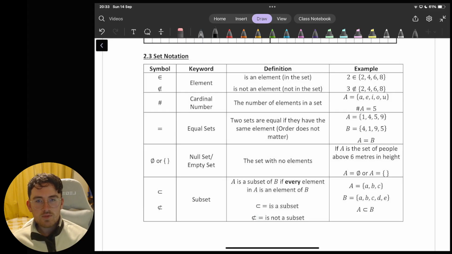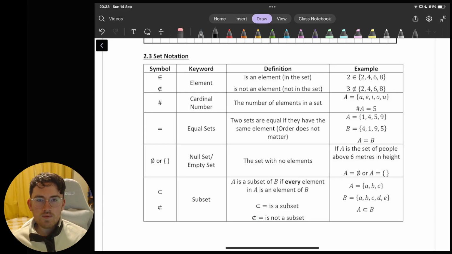So the first symbol that we're going to follow is to do with the word element. What we said was that an element of a set is an object or a thing that is found within a set. So when we're describing the set, like the days of the week, the elements of that would be the things that are in that set. So that would be the days of the week: Monday, Tuesday, Wednesday, and so on and so forth.